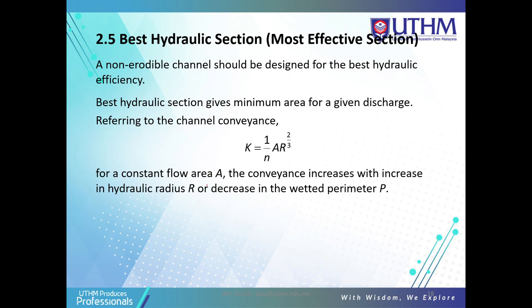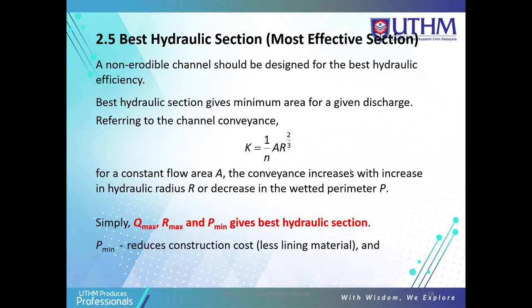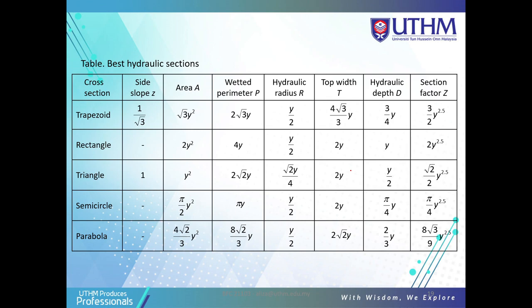So we use the channel conveyance K, which is 1 over n A R power of 2 over 3 here. It's a constant for the conveyance. Simply, Q maximum, R maximum, and P minimum give the best hydraulic section. So you use these equations to find the best hydraulic section. P minimum reduces construction cost, needs less lining material, and reduces friction force. Okay, so this table is given, to find the best hydraulic section.